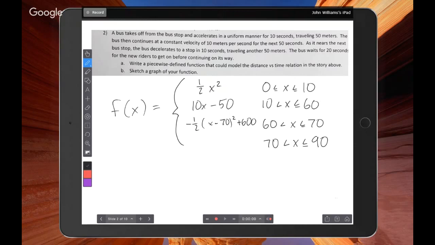And then lastly, now I'm stopped. I'm 600 meters away from where I first began. So 600. B, sketch a graph of your function. Any questions on A? I'm going to wait for a second and let you guys catch up.